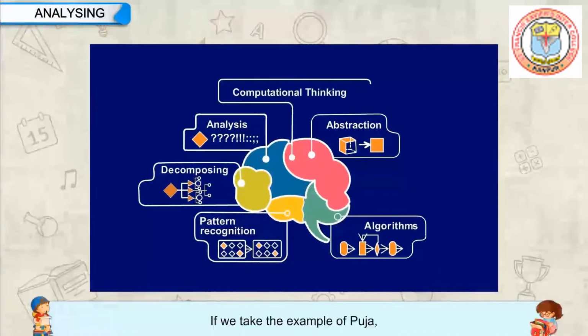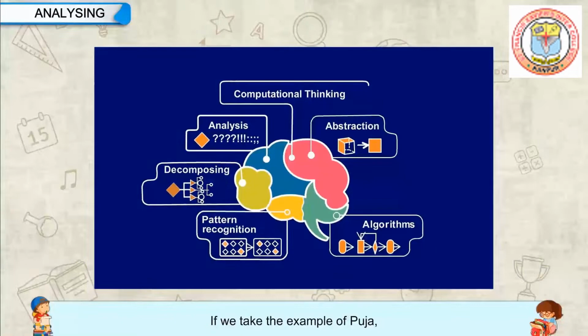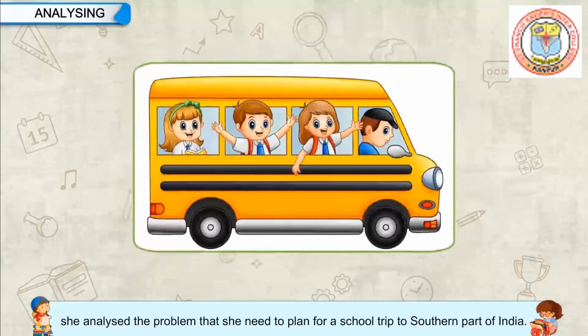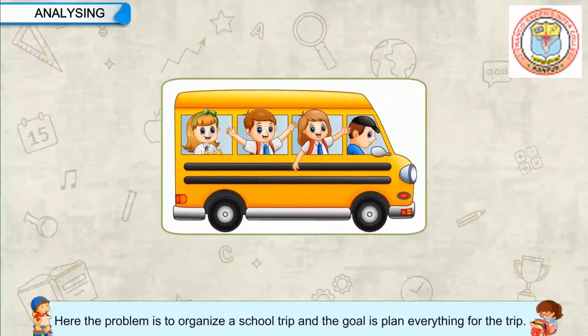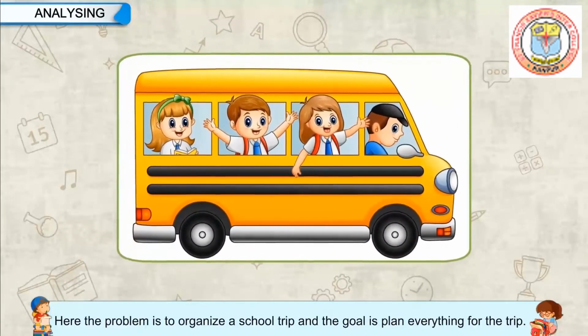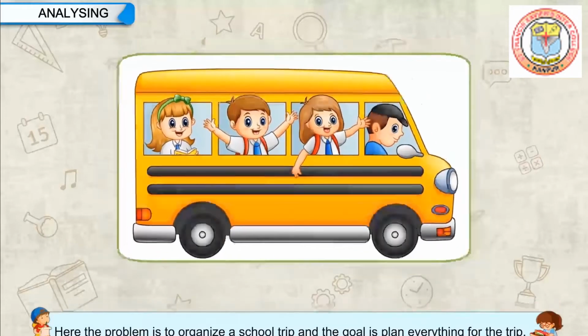Analyzing. If we take the example of Pooja, she analyzed the problem that she needed to plan a school trip to the southern part of India. Here, the problem is to organize a school trip and the goal is to plan everything for the trip.